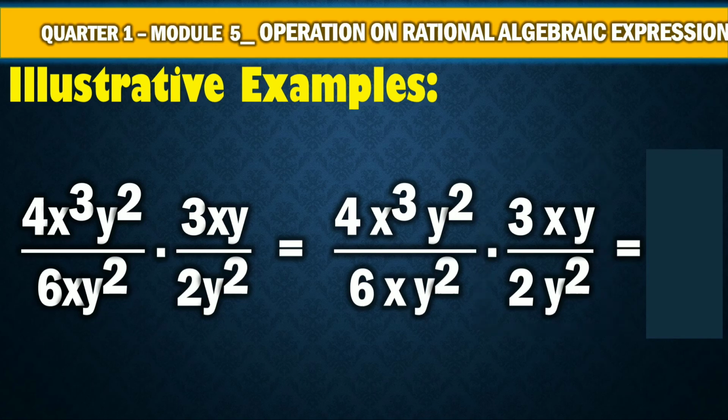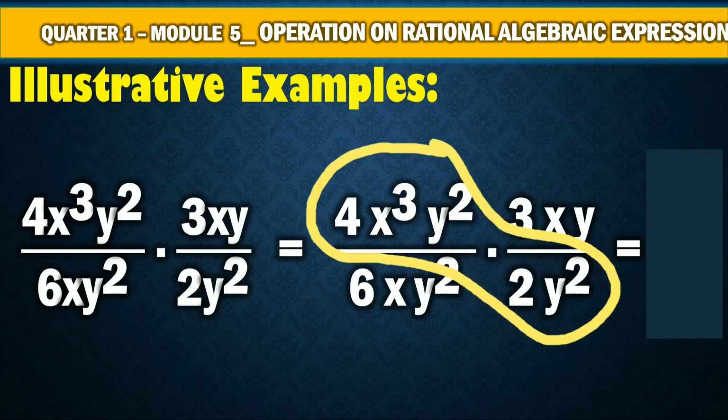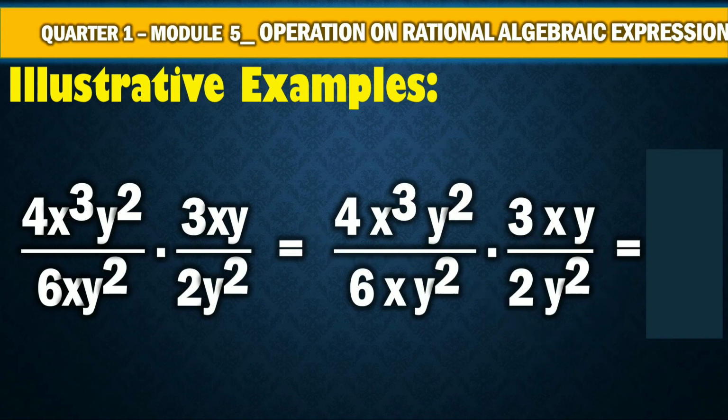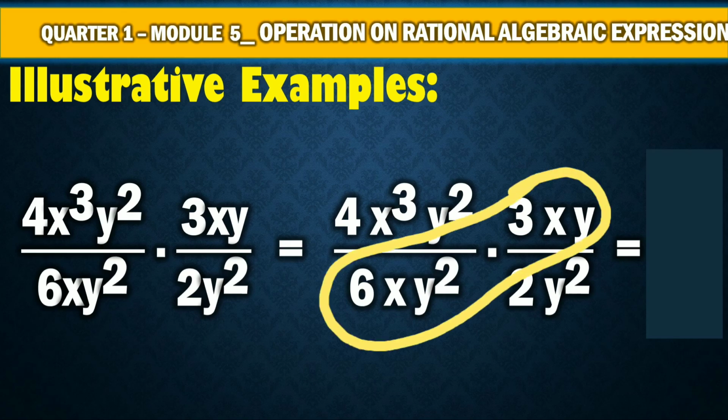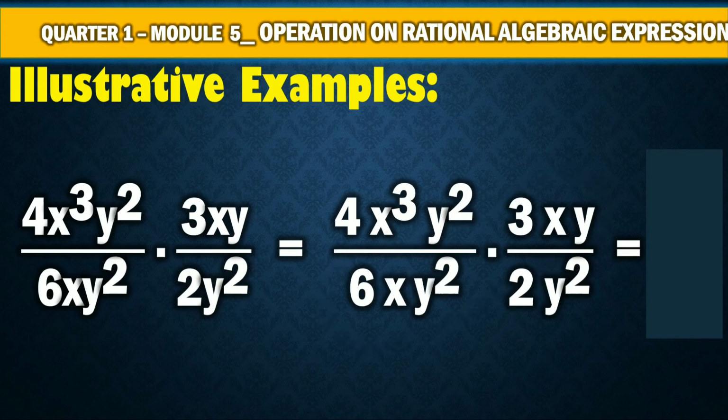As long as dapat, meron silang common factors. O kaya naman, pwedeng si 4x cubed y squared at saka si 2y squared. Pwede nating i-simplify yung numerator ng first expression natin and then yung denominator ng second expression natin. O kaya naman, yung denominator ng first expression and then yung numerator nung second expression natin. Okay? Now, let's solve. Start tayo dun sa numerical coefficients.